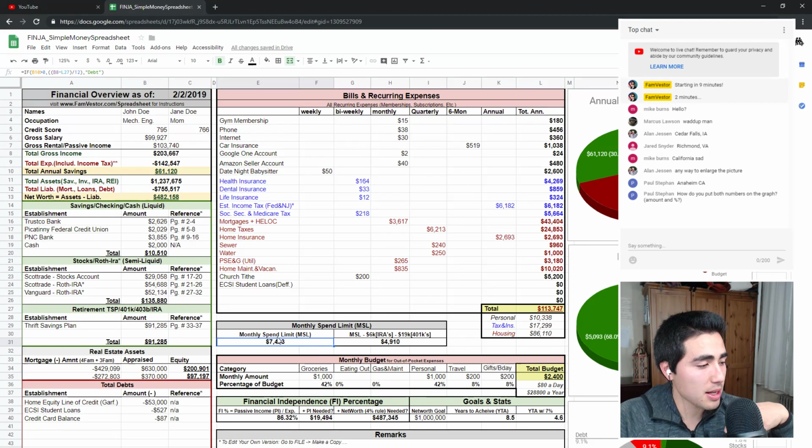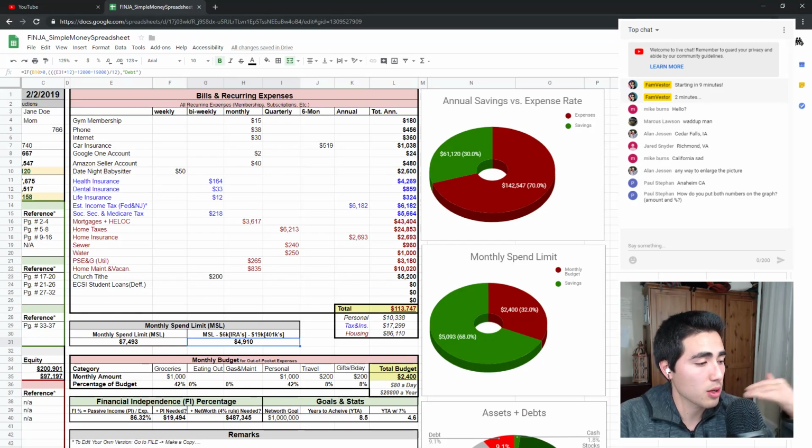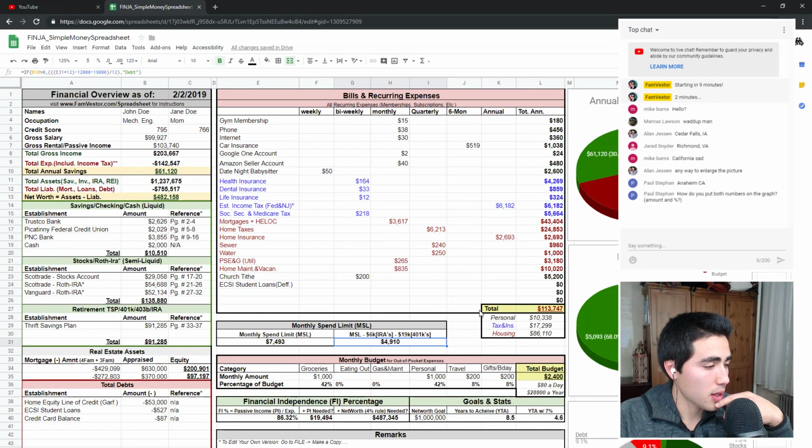So anyway, that's that monthly spending limit, and this other monthly spending limit to the right is if we maxed out all our retirement accounts. So that's just a good thing to look at. Okay, and then down here is your budget, which I kind of talked about a little bit. We'll go more into it a little later.